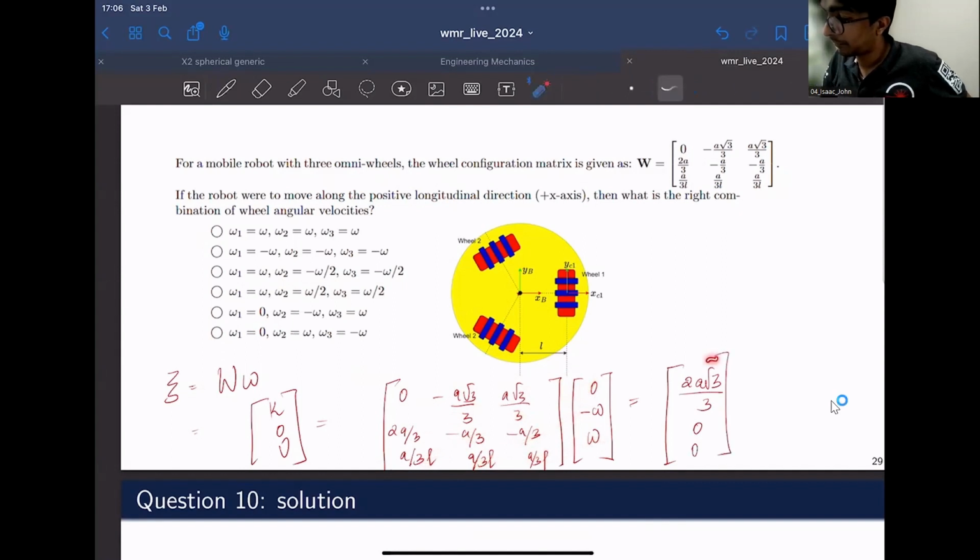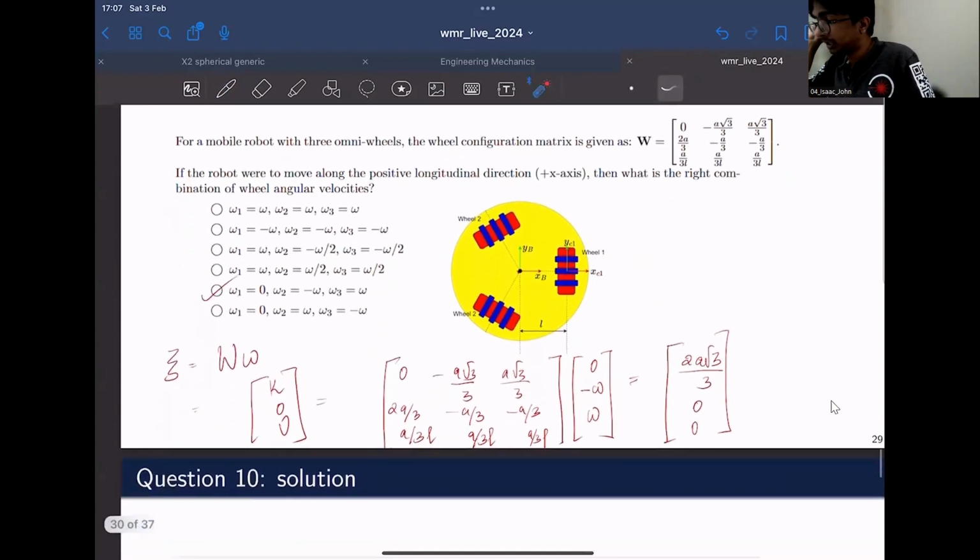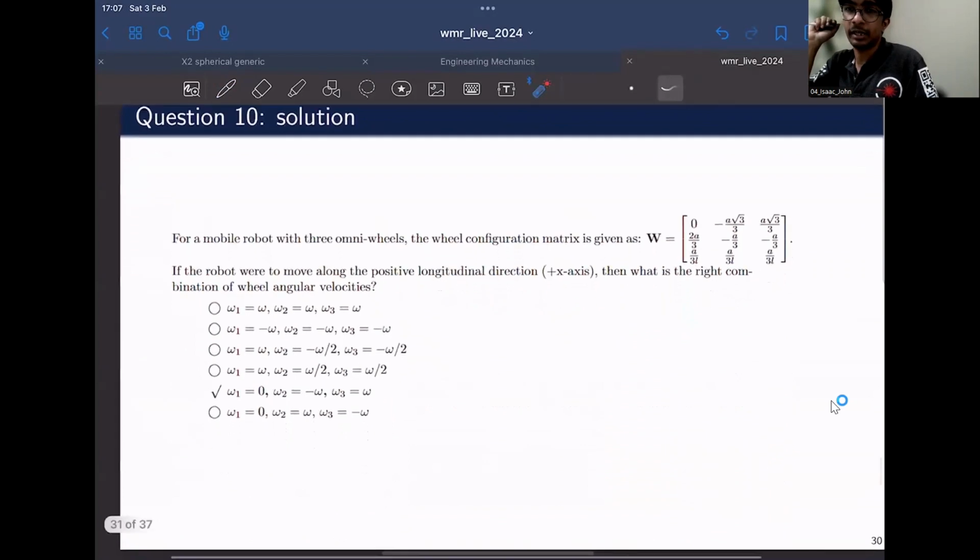So again, it is similar to what we obtained earlier: a constant, and all the other entries are 0. That is exactly what we got here. So this is the correct configuration: 0, minus omega, omega. Option 5 is indeed correct. If we chose the other option, flipping the velocities of the second and third wheel, the robot would go in the opposite direction. So for question 10, option E, the second last option, is indeed correct.